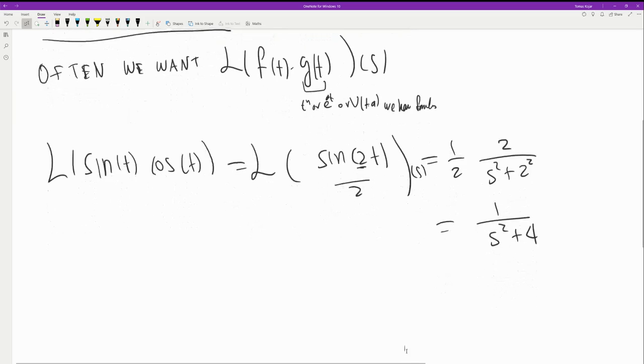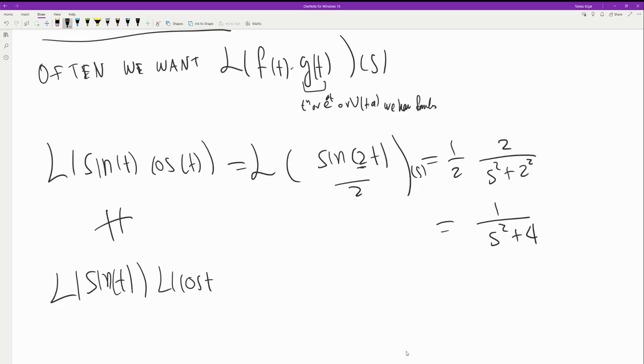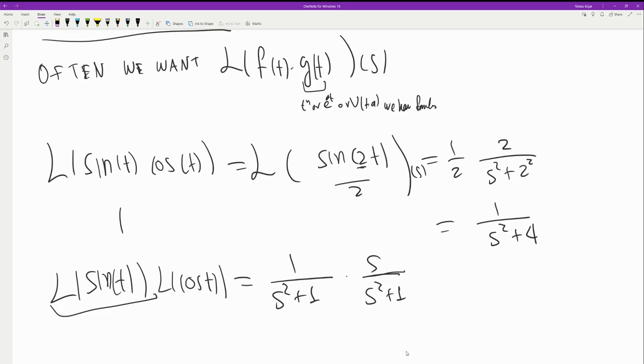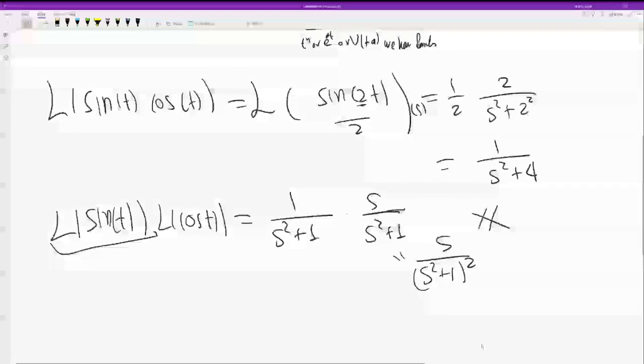But on the other hand, the transform of sine t and cosine t: the first guy is 1 over s squared plus 1, and the other guy is s over s squared plus 1. So you can see that these are not equal, right? This is s over (s squared plus 1) squared. But we have something close to that.